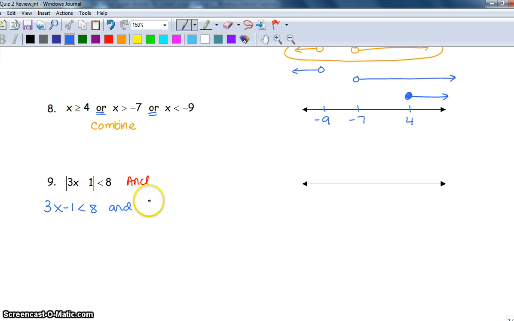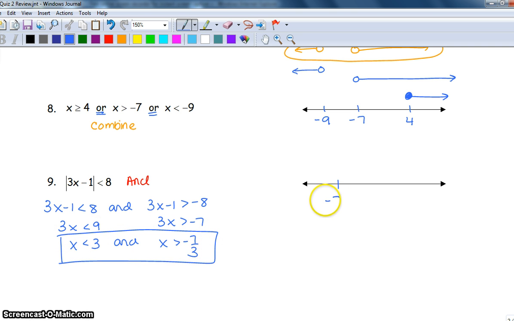And then our second one is 3x minus 1. We flip the sign to be greater, and then we change the positive 8 to a negative 8. Move the 1 over. 3x is less than 9. Divide by 3. X is less than 3. Move the 1 over. We get 3x is greater than negative 7. Divide by 3. X is greater than negative 7/3.